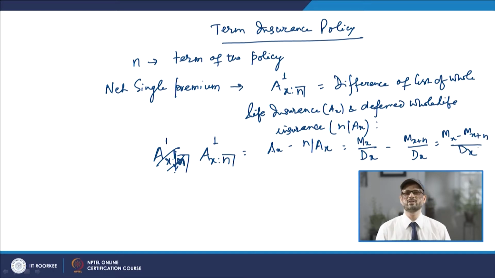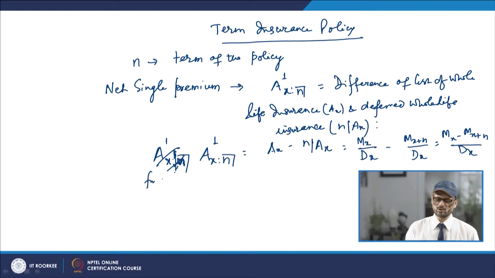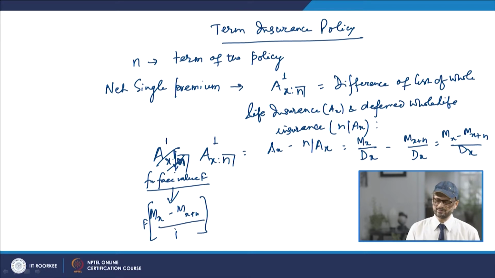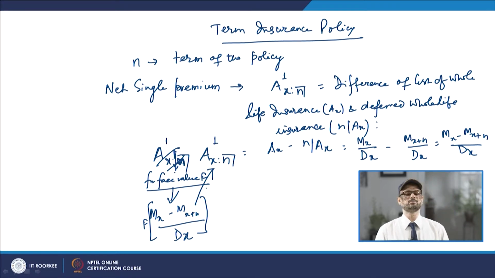So this is on the basis of a single dollar, and if you try to find it for the face value F, you can write it as F times M_x minus M_{x+n} divided by D_x. So this will be the value of the net single premium for the term insurance policy.